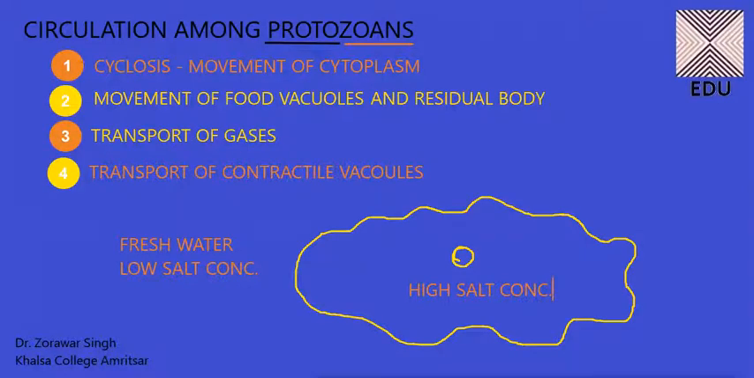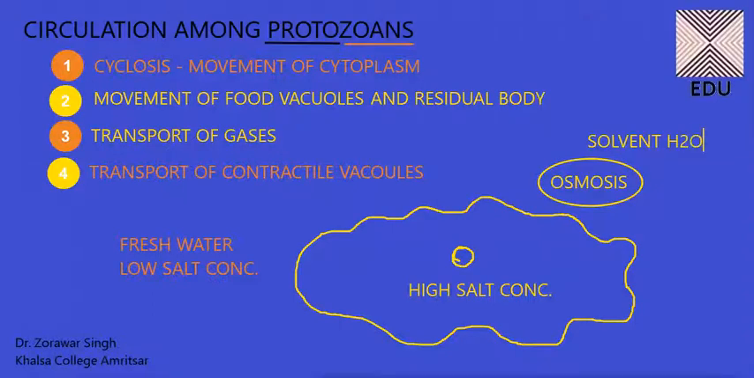Now we have gone through a particular phenomenon called osmosis. Do you know what osmosis is? First of all, this is the movement of water. This is not the movement of the salt. This is very, very important to know. This is the movement of solvent, and here the solvent is water. So osmosis is the movement of water from the low concentrated solution to the high concentrated solution. That means the water from outside will enter into the amoeba.